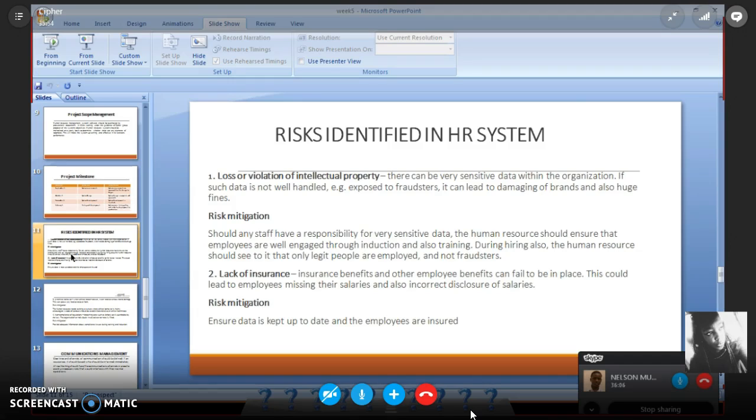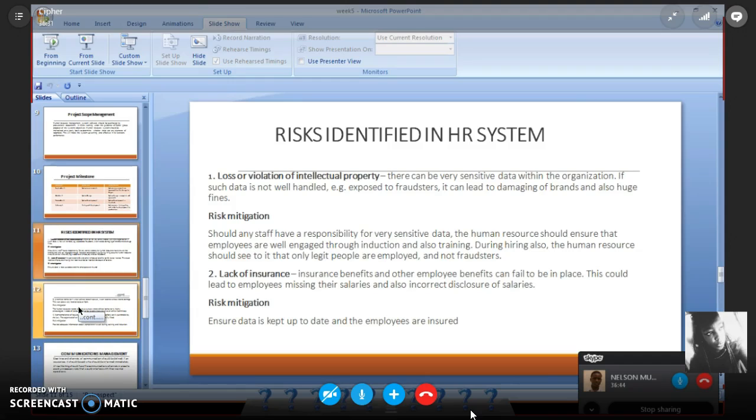Another one is the risk mitigation that we came up with for the first risk. Should any staff have responsibility for very sensitive data, the human resource should ensure that employees are well engaged through induction and also training. The second risk was lack of insurance, and in that case, insurance benefits and other employee benefits can fail to be in place. The risk mitigation for that is to ensure that data is kept up to date and the employees are insured.